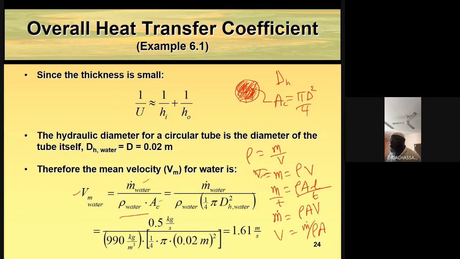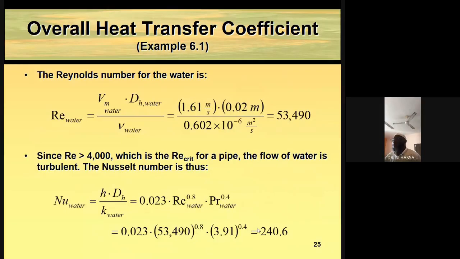So now we introduce that area over here, and we have mass flow rate, density, and pi d squared divided by 4, that's the area. If you substitute all the parameters, you get 1.61 meters per second. So now we calculate the Reynolds number. That's the velocity times hydraulic diameter, divided by kinematic viscosity. So this is our Reynolds number, which is greater than the critical Reynolds number. So it means the flow is turbulent flow.